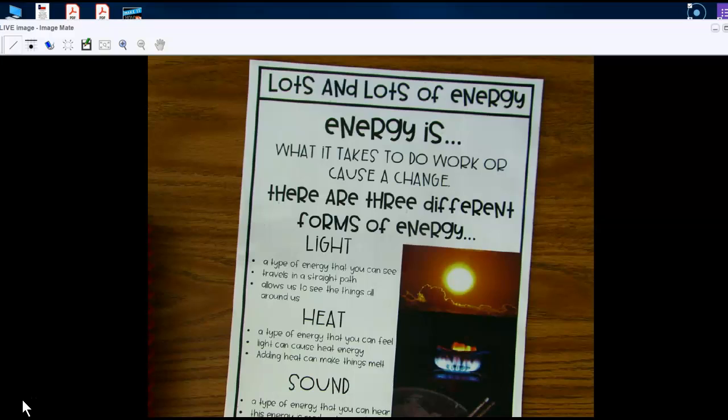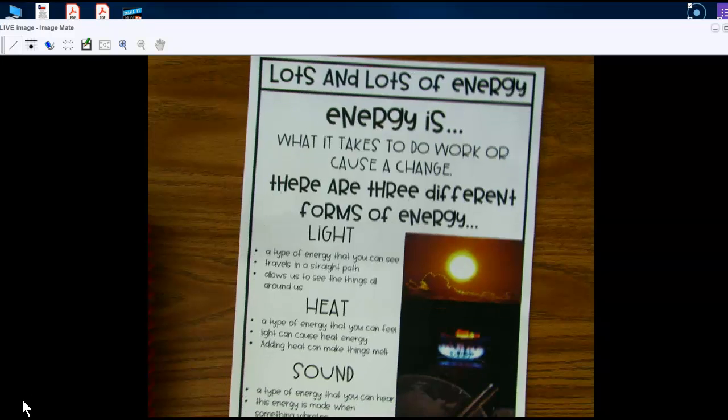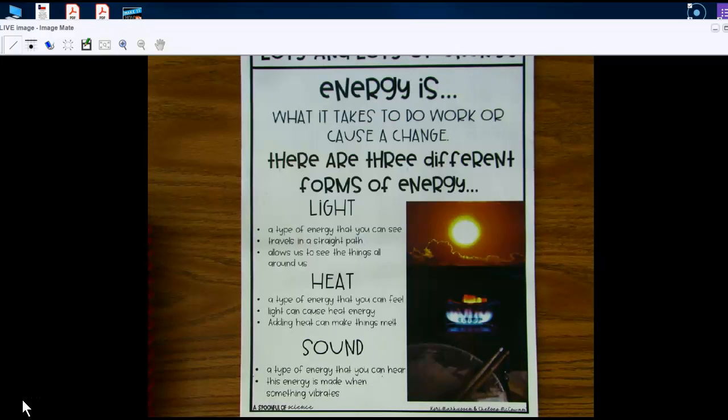The first one is light, a type of energy that you can see. It travels in a straight path and allows us to see the things all around us. Heat is a type of energy that you can feel. Light can cause heat energy. Adding heat can make things melt. And sound is a type of energy that you can hear. This energy is made when something vibrates.